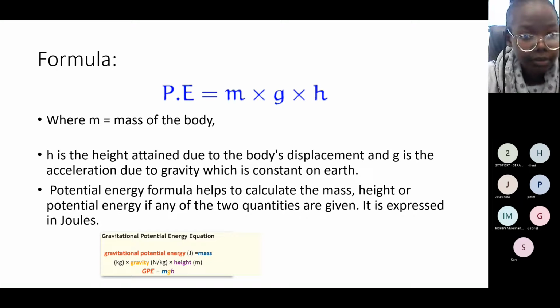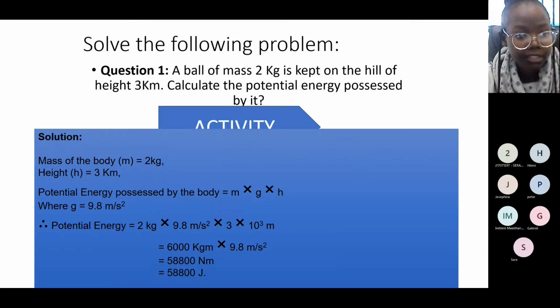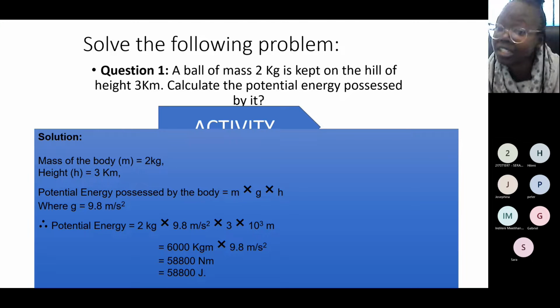Moving on, it's an activity on potential energy. It says a ball of mass 2 kilograms is kept on a hill of a height 3 kilometers. What is the potential energy possessed by it? So you know what you are asked. You're asked to find potential energy, so you go to the formula for potential energy. The formula entails the mass, the gravity, and the height.